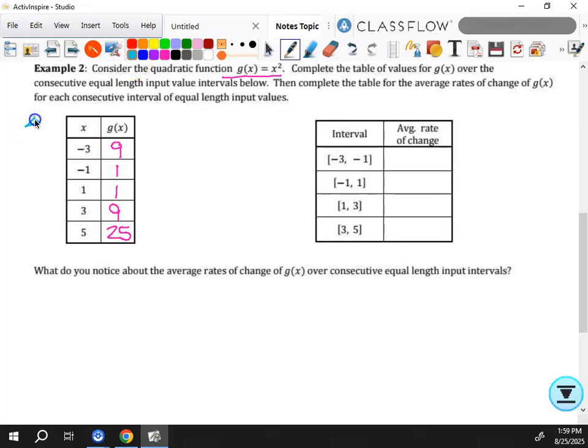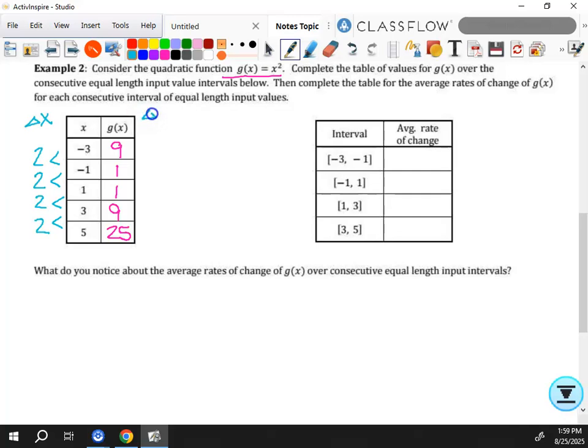So we will do our change in x. -1 minus a -3. What's that? 2. 1 minus a -1. 2. 3 minus 1. 2. 5 minus 3. 2. You have to be able to add and subtract positive and negative integers accurately without a calculator, or you're not going to get the right answers on things like this.